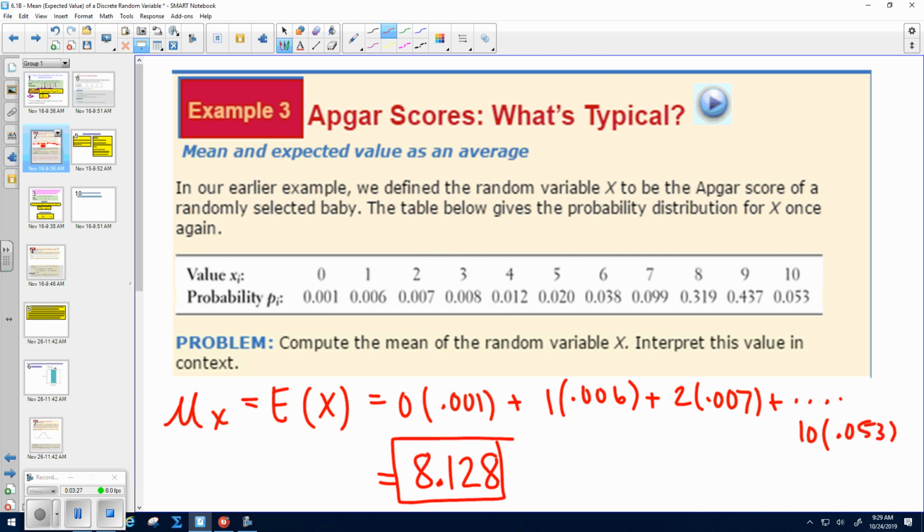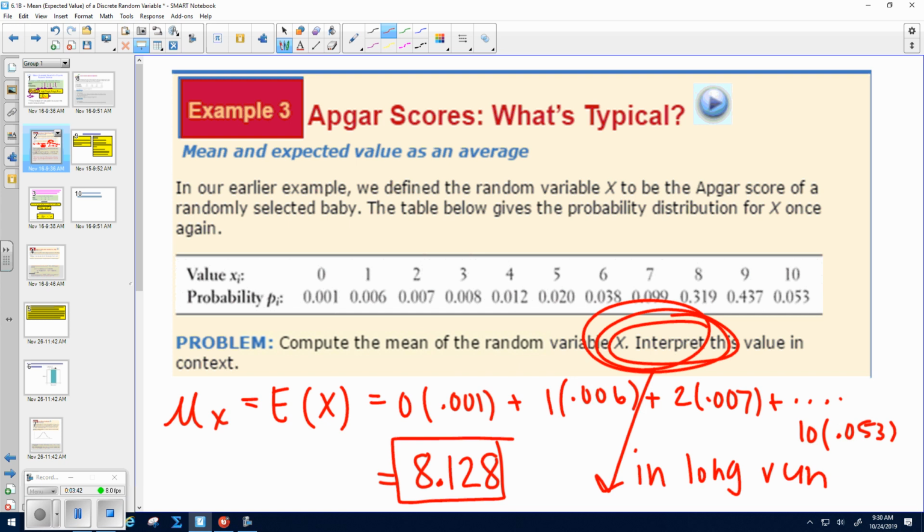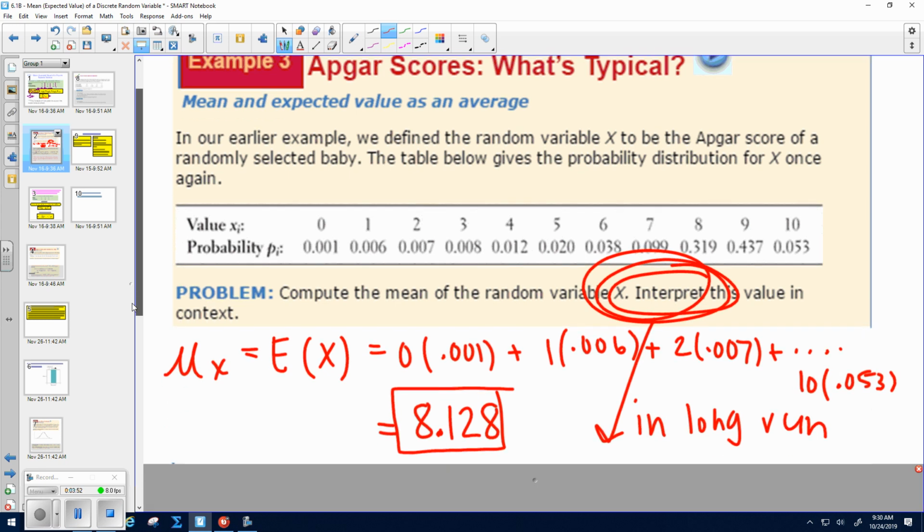What does this mean? Well, this is your typical APGAR score. It is a mean, it's an average. The really important thing when you interpret, and you might make note of this, is that you always say something about the long run, or after many, many babies, or a lot of trials. That is my average APGAR score.